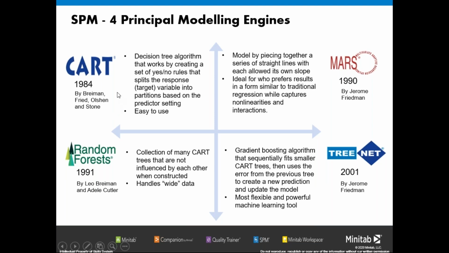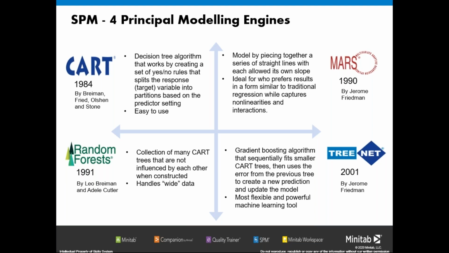From the basic one is the CART model, and then we call it random forest. Random forest by Leo Breiman and Adele Cutler. Basically, random forest is a collection of many trees that are not influenced by each other. The best situation to apply random forest is to handle a wide data set, meaning that you have a lot of variables rather than the number of observations.